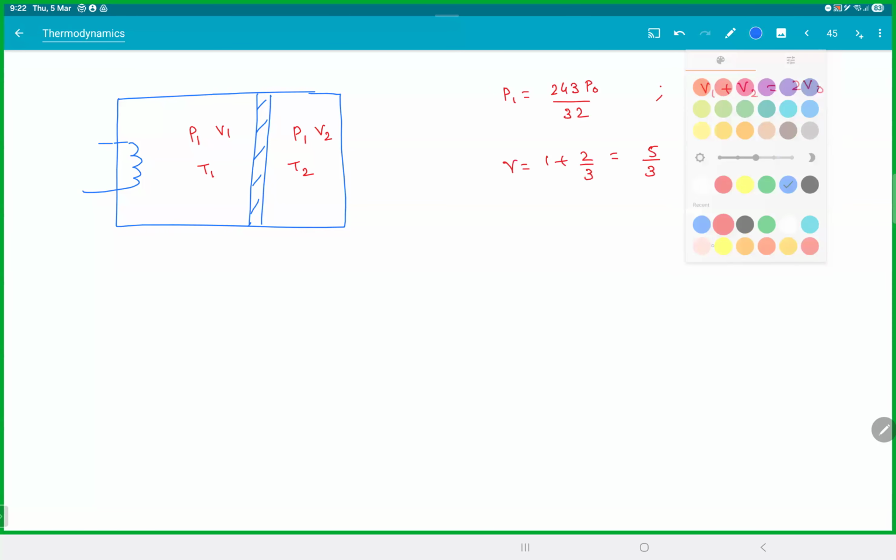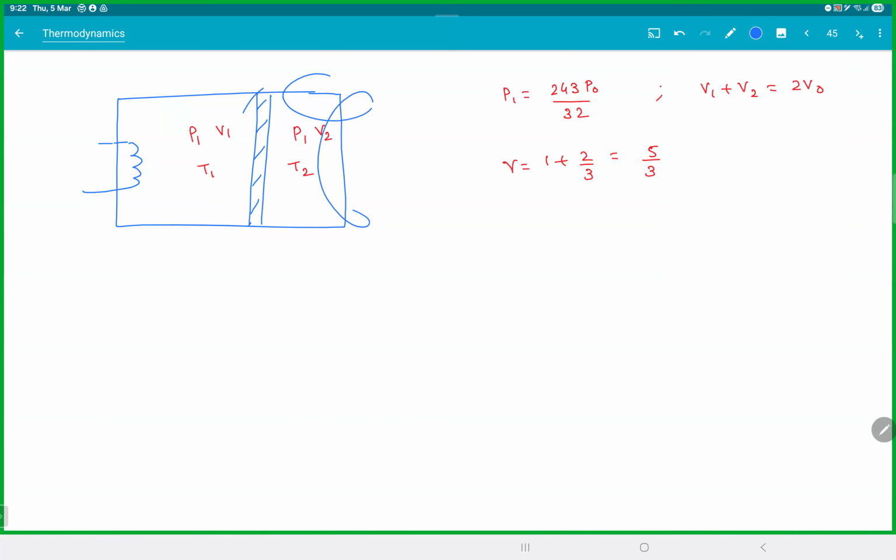Now tell me one thing. If this whole vessel is insulated, and the piston is insulated, is there any heat going to the second gas? There is no heat transfer to the second gas, isn't it? Therefore, it must be an adiabatic process. The right compartment must be undergoing an adiabatic process because there is no heat going into it. Whatever is coming is all work only. That is the main thing to realize. It's an adiabatic compression.